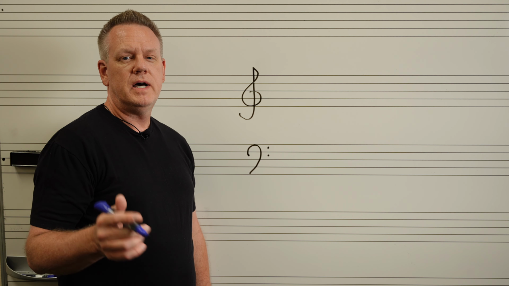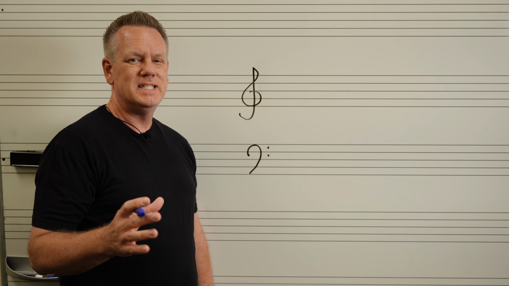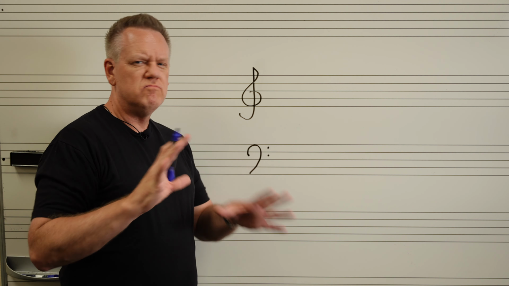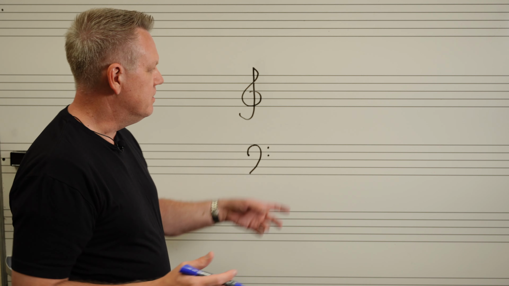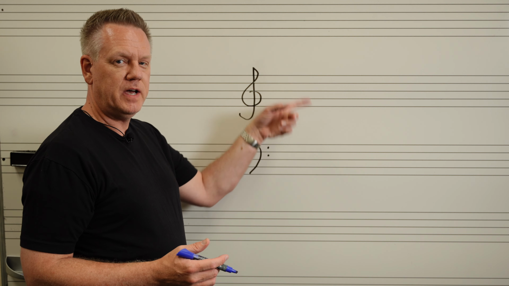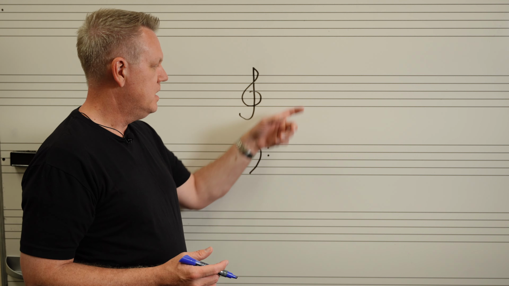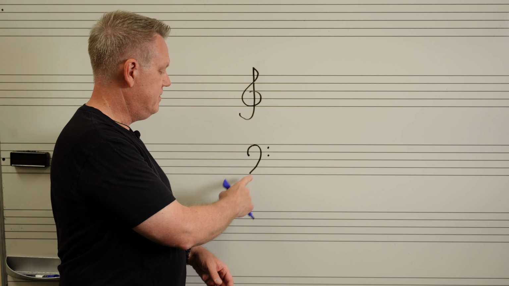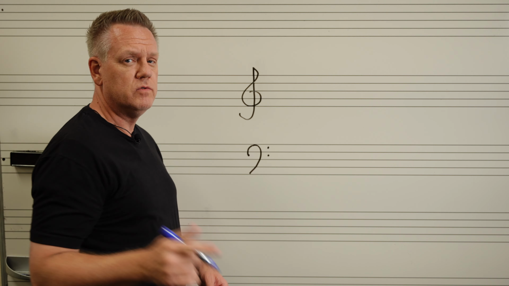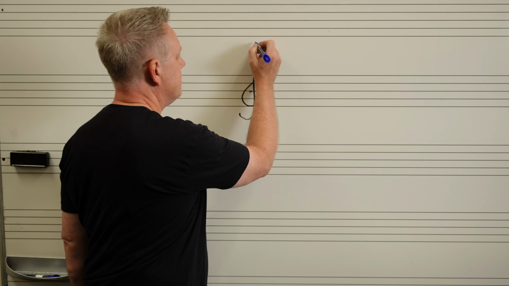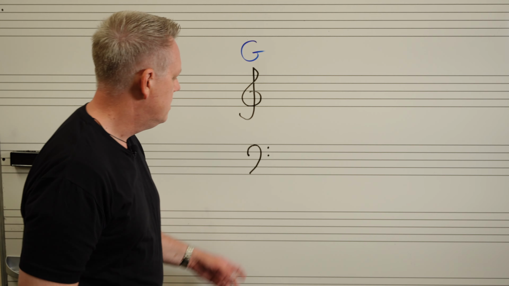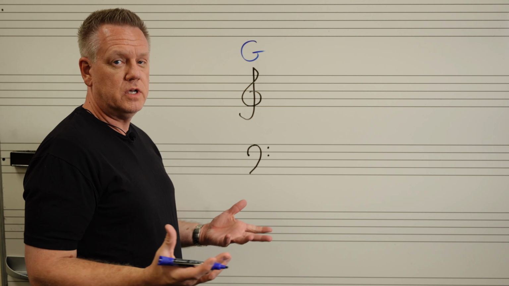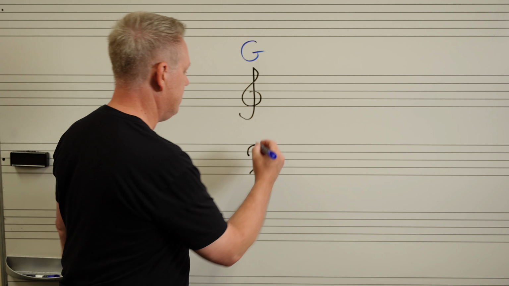Today we're going to talk about lines and space names. Let's go back a little bit. A couple weeks ago, we were talking about the staff, 5 lines, 4 spaces. Last week we talked about the clefs, treble clef, bass clef. The treble clef was also called the G clef, and the bass clef was also called the F clef.